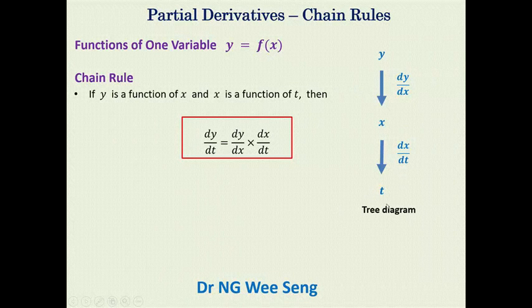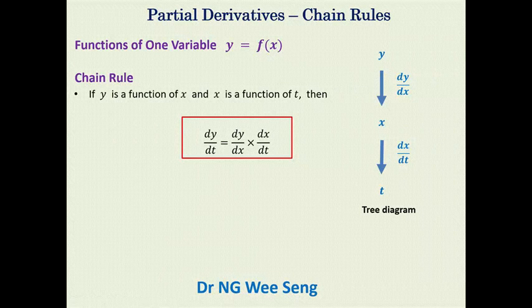This tree diagram gives you the relationship among the three variables. Arrows mean depends on. So y depends on x and x depends on t. And along each arrow, we have the derivative connecting the two variables concerned. And the chain rule says dy/dt is the product of the derivatives along the branch.